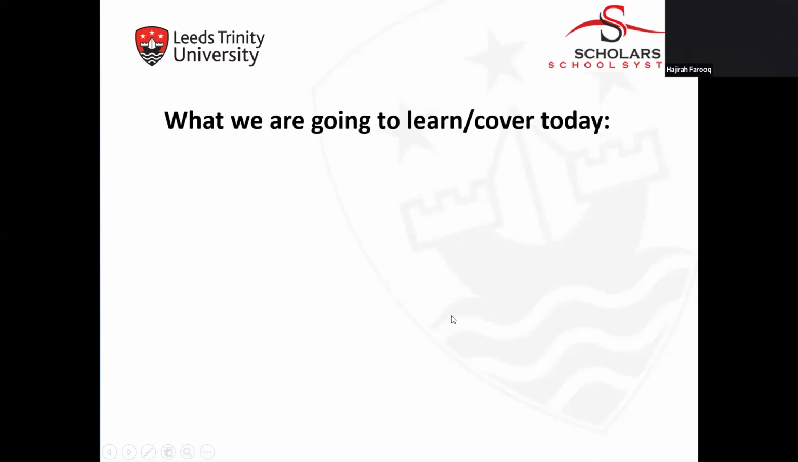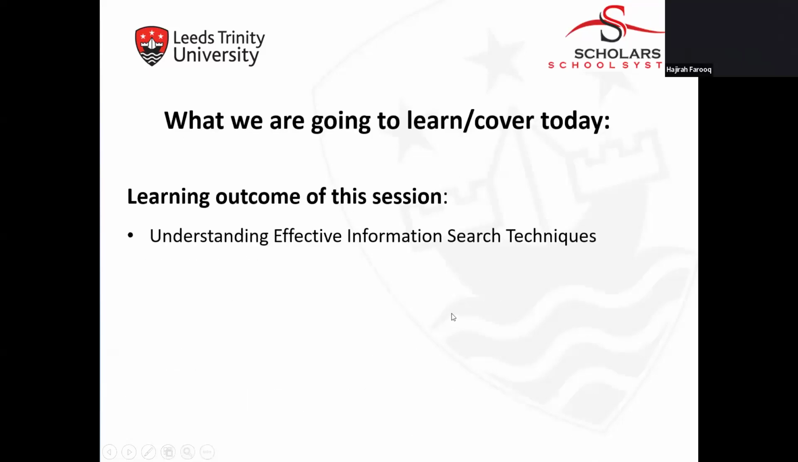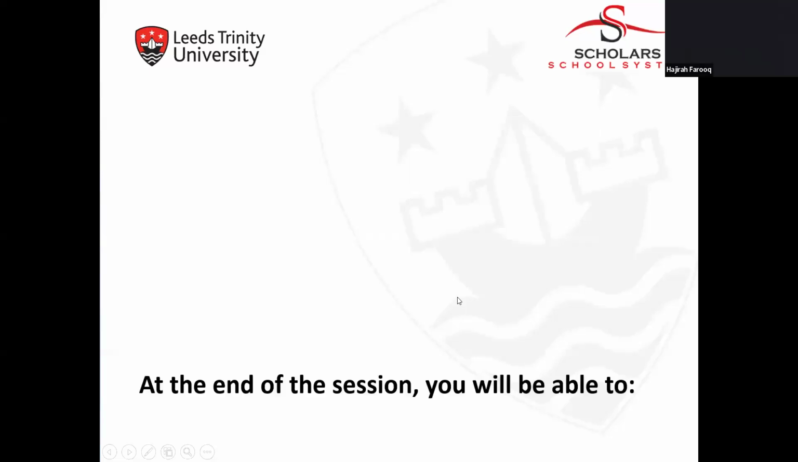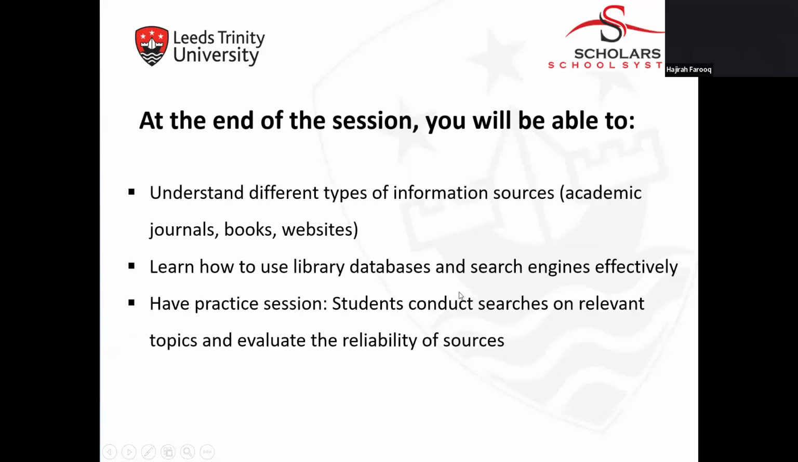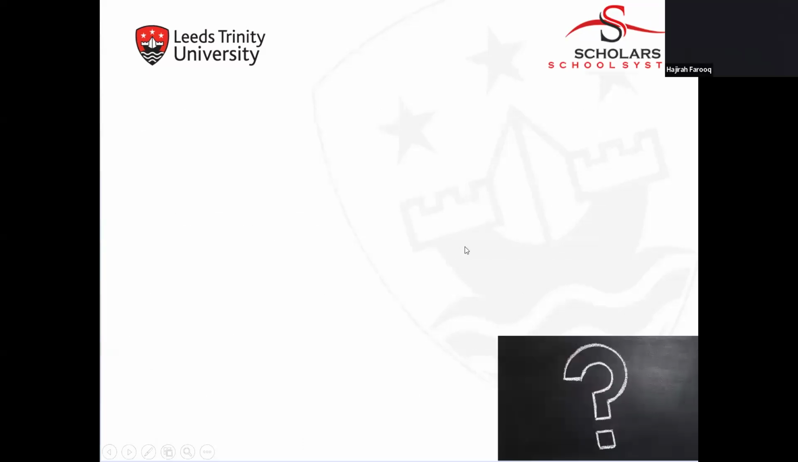Starting off with week 5, we are going to learn today about effective information search techniques. And at the end of the session, you will be able to understand the different types of information sources, such as academic journals, books, and websites, learn how to use library databases and search engines effectively, and have a practice session where the students conduct searches on relevant topics and evaluate the reliability of the sources.